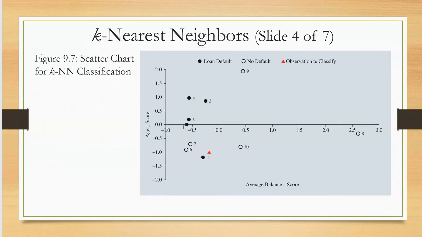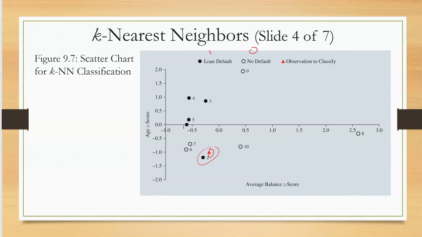So once we have this neighbor, for example, if we want to classify this observation, the red triangle, and suppose the dark circles denote class 1 and the empty circles denote class 0. If you were to go with one nearest neighbor, then the nearest neighbor to this observation is observation number 2, and that belongs to the loan default class. So we say that this agent is very likely to default on the loan.